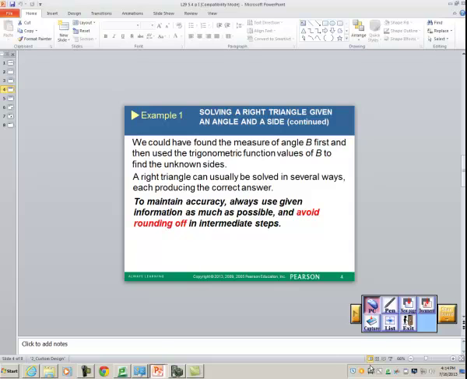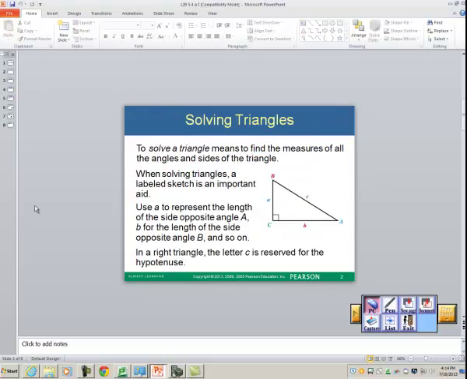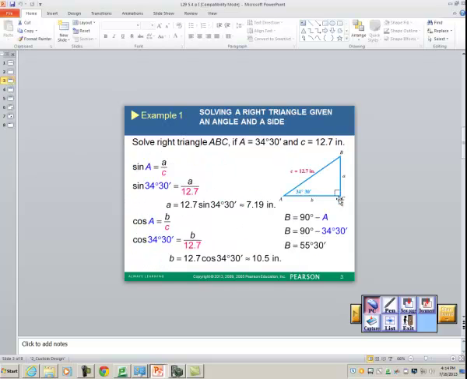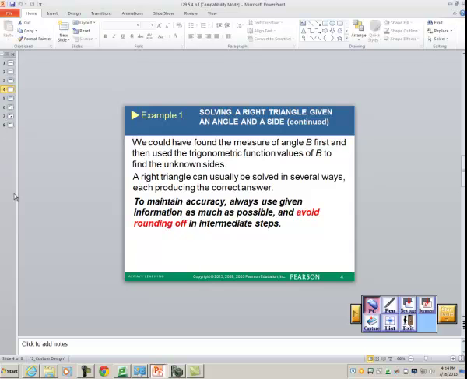Here, if we could find the measure of angle B first, then use the trig functions. So we found our other sides by using trigonometry, and then to find that third angle, we knew from the previous angle that we had 90 in it, so that's 2 out of the 3, right? We had the 34 degrees 30 minutes, but we also knew that one of them was 90. And so we were able to come up with just one more angle. We only need to come up with one more angle.